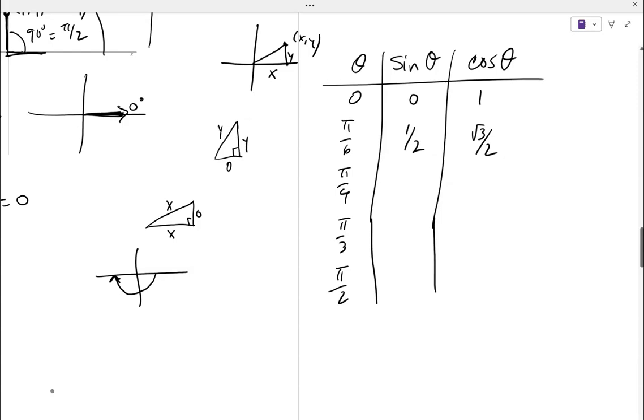For pi over 4, square root of 2 over 2 or 1 over root 2, whichever way you want to think of it. Doesn't matter to me. For pi over 3, square root of 3 over 2 for sine and one half for cosine. And for pi over 2, sine is 1 and cosine is 0.